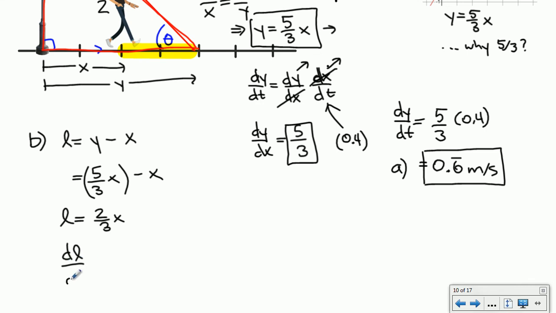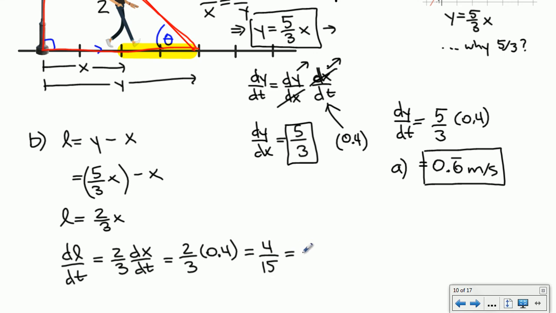If we need to find dl/dt, we just need to take the derivative of this with respect to time. So that will be 2/3 dx/dt. And we know dx/dt from earlier is 0.4. So multiply 0.4 by 2/3, we get 4/15, or about 0.26 meters per second.